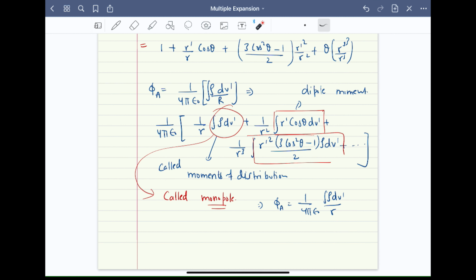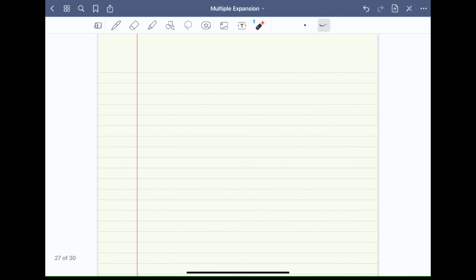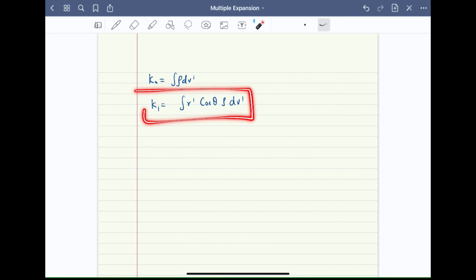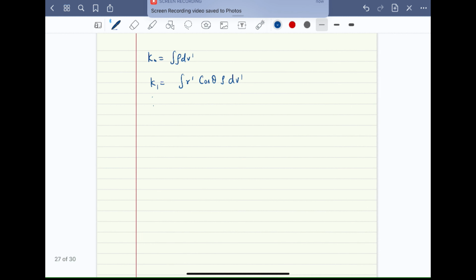So now let us write this in a simple form. Let's clarify our notation in simpler terms. K0 is equal to rho dv prime. This is simply our total charge distribution, and K1 is equal to r prime cosine theta rho dv prime. This tells us about the dipole moment, and so on for K2, K3, K4.